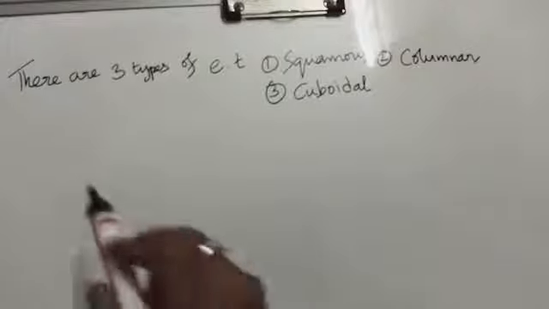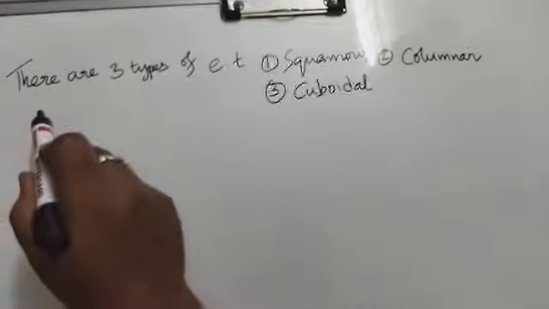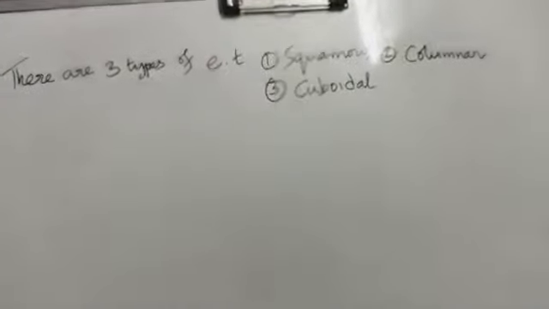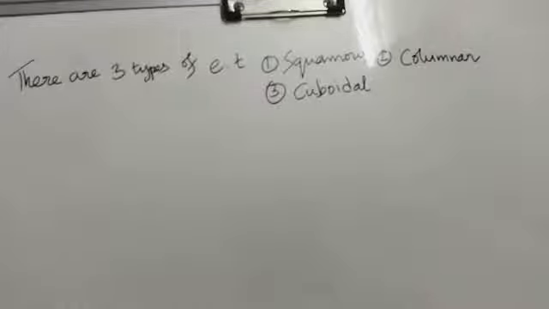Squamous epithelial tissue again is divided into simple squamous and stratified squamous. Columnar epithelial tissue is divided into simple columnar and ciliated columnar. Cuboidal epithelial tissue is divided into simple cuboidal and glandular cuboidal. Okay. What is this squamous? What is this columnar? What is this cuboidal? Let us go one by one. First, let us go with squamous epithelial tissue.